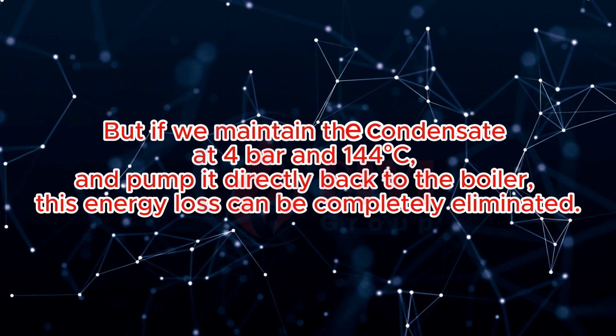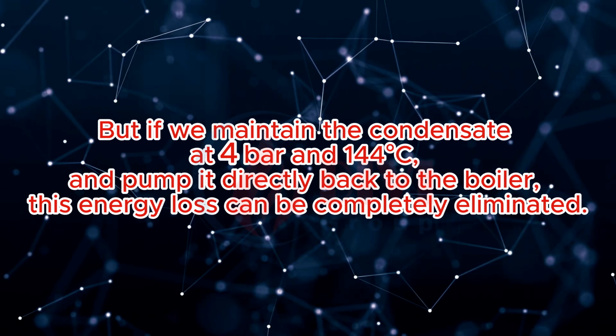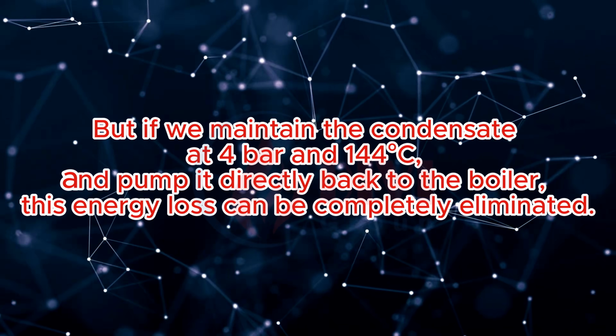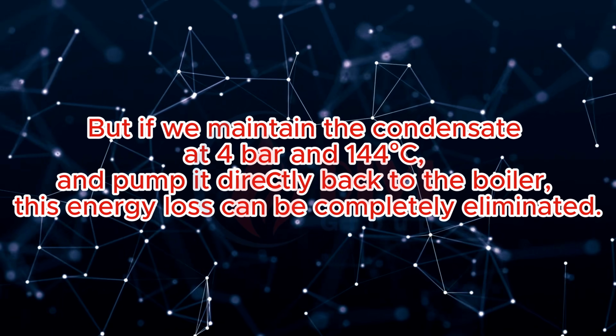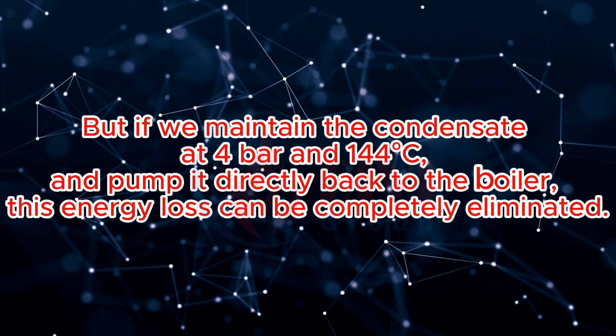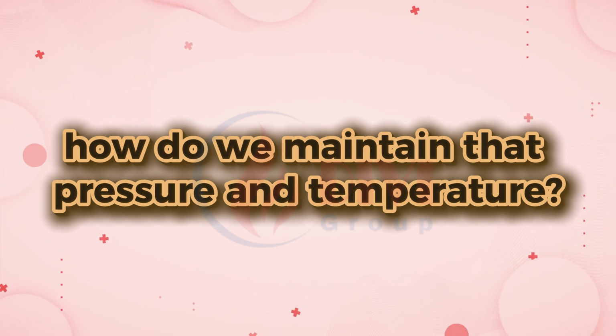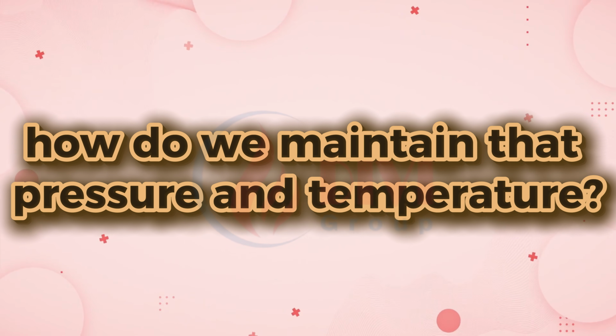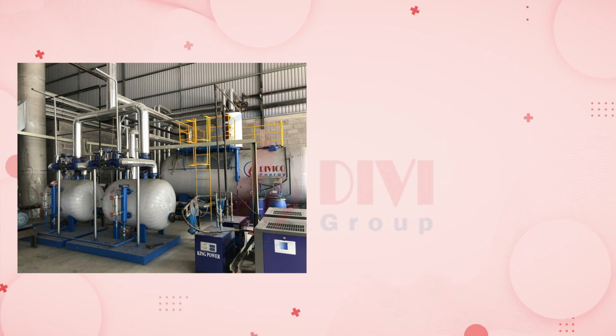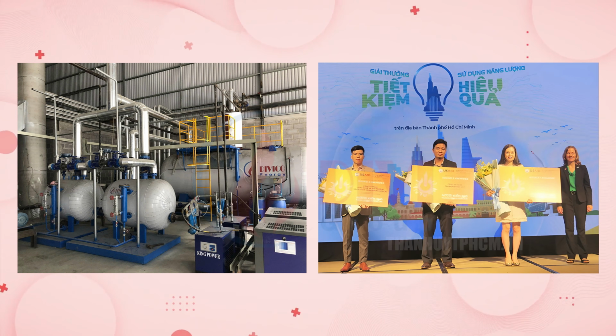But if we maintain the condensate at 4 bar and 144 degrees Celsius and pump it directly back to the boiler, this energy loss can be completely eliminated. The key question is, how do we maintain that pressure and temperature? The PCHR system by DV solves this problem with a proprietary technology, validated by a $100,000 award from USAID.